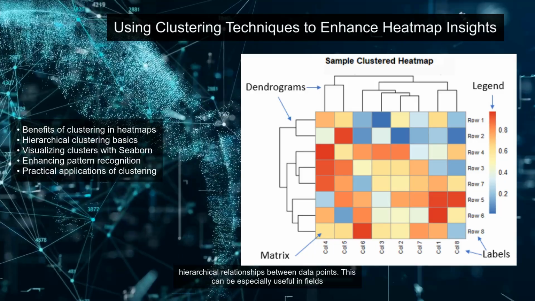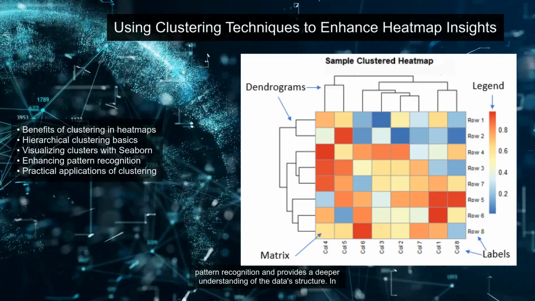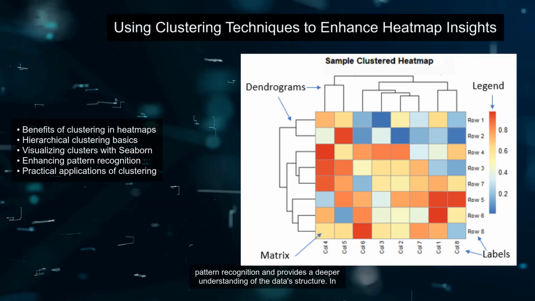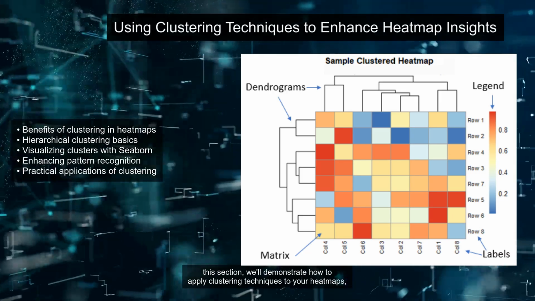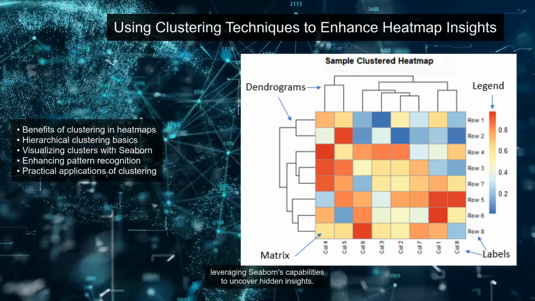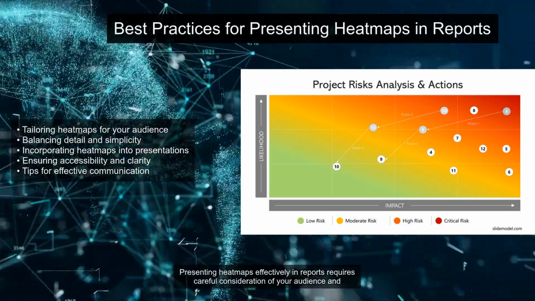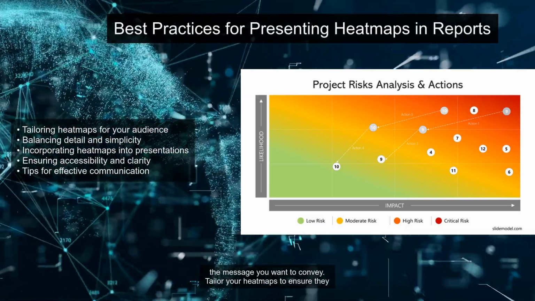This can be especially useful in fields like genomics, where understanding the relationships between genes is crucial. Clustering enhances pattern recognition and provides a deeper understanding of the data structure. In this section, we'll demonstrate how to apply clustering techniques to your heat maps, leveraging Seaborn's capabilities to uncover hidden insights. Presenting heat maps effectively in reports requires careful consideration of your audience and the message you want to convey.